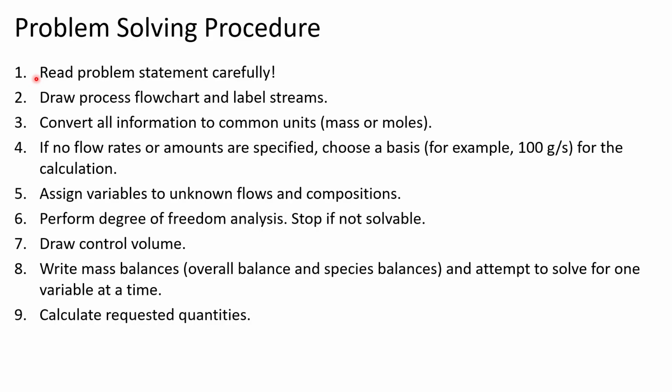If not, we either have to go back to step 1 and reread the problem statement to see if there's any additional information we can use, or we're going to have to consider a different control volume. Next, we'll draw that control volume for our balances, and we'll write those mass balances out in step 8. For each control volume, we'll write an overall balance and a balance for each of the species. And then we'll attempt to solve for one of the unknown variables associated with that control volume.